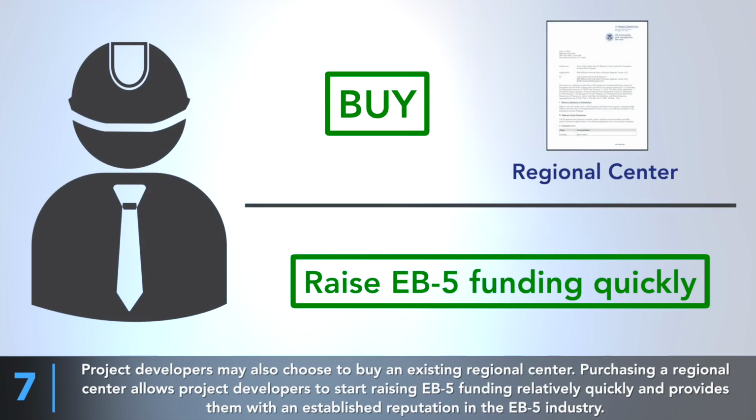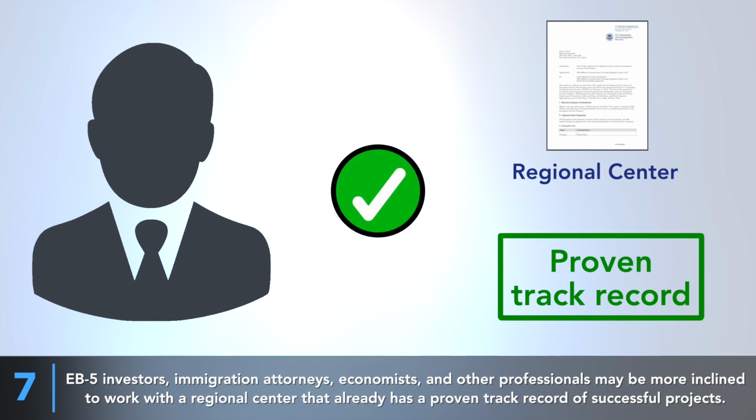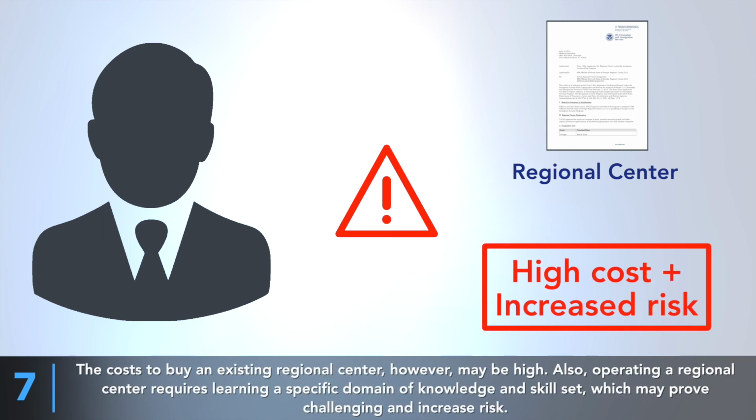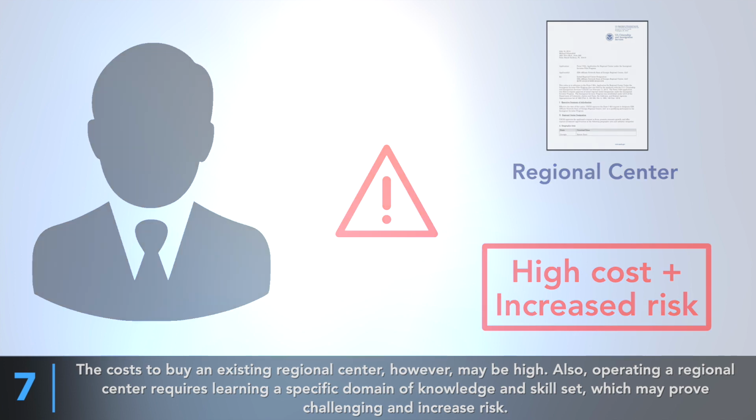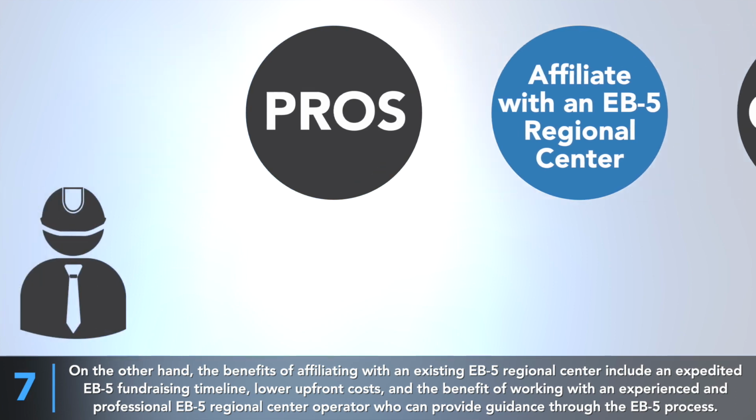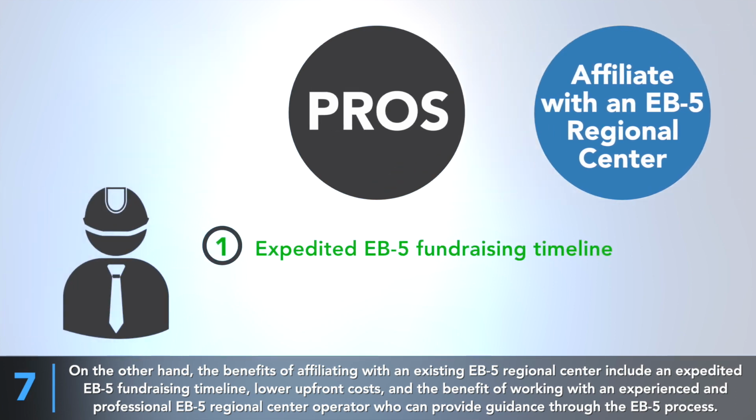Project developers may also choose to buy an existing regional center. Purchasing a regional center allows project developers to start raising EB-5 funding relatively quickly and provides them with an established reputation in the EB-5 industry. EB-5 investors, immigration attorneys, economists, and other professionals may be more inclined to work with a regional center that already has a proven track record of successful projects. The cost to buy an existing regional center, however, may be high. Also, operating a regional center requires learning a specific domain of knowledge and skill set, which may prove challenging and increase risk.